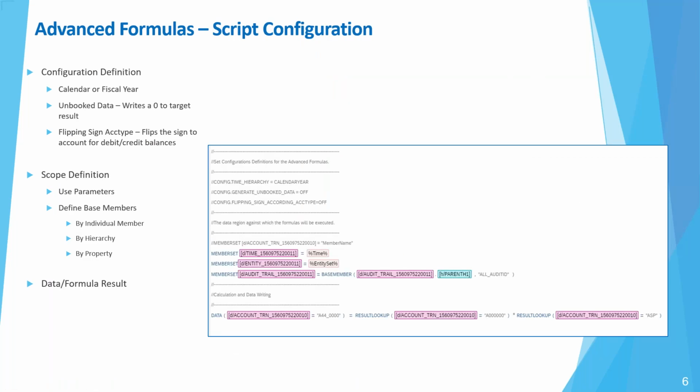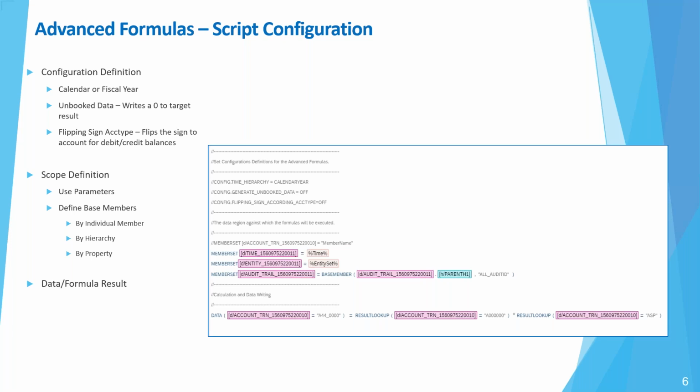So script configuration, while we have also, as I mentioned, the visual side of it, configuration really is kind of in 3 buckets. You've got some global configuration definitions, where it's, do you have a calendar year or fiscal year? How do you want to treat data that's empty? Do you want to copy that over as a 0, for example, or do you want to ignore it, right? So those couple options on booked versus unbooked data is really what we consider, where we have values or empty sets or 0 values.